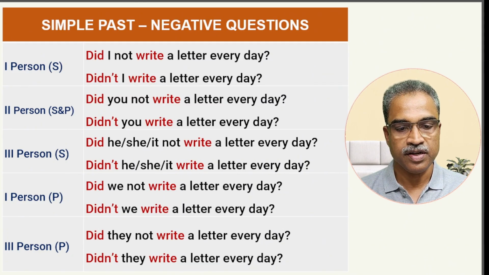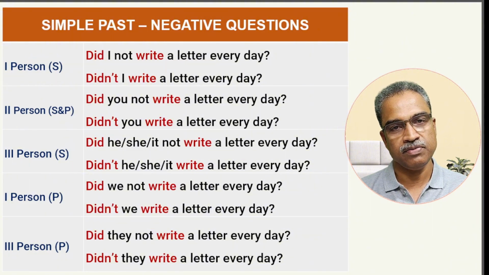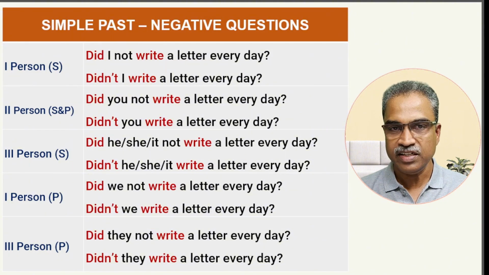And the third person is they, we use it. Did they not write a letter? Did they not go for the movie? Did they not study well? Didn't they tell you at all? We keep asking these questions. Didn't they tell you? Didn't you study?